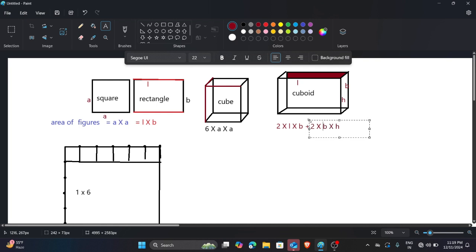Now we have to do the same thing for the face which is facing us and the backward face. For this face you can see that this is the length and this is the height, and similarly for the backward face. So here it is again two L into H. One more thing we have to do is add them.